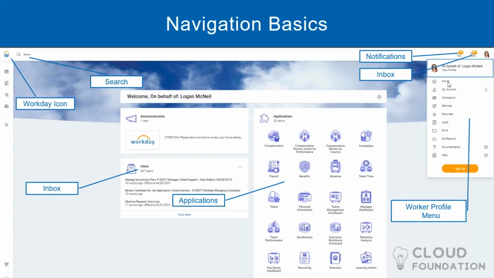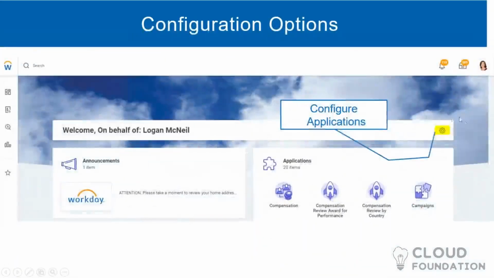All right, so this is how the Workday home screen looks like, and these are the different areas. These are important functionalities that are available to you within the Workday system. If you see the gear icon here, that is the configure applications icon. If you click on that, you will be presented with a screen where you can add certain applications, and where you can remove certain applications from your home screen.